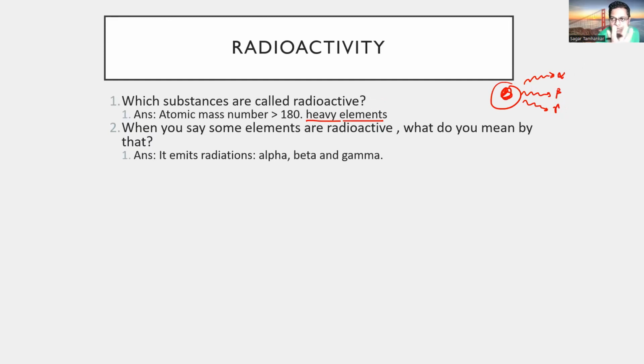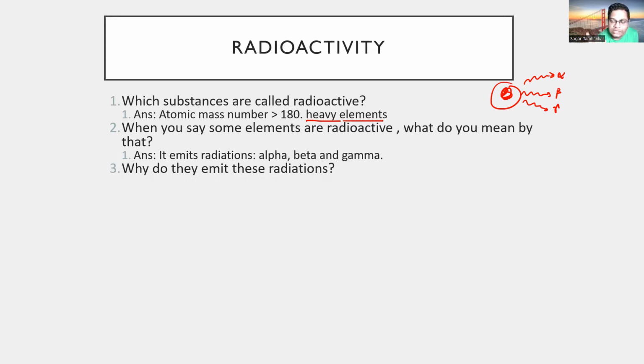So what have we discussed? The substances which are heavy elements are radioactive. Why are they called radioactive? Because they emit these radiations. We will be studying further what these radiations actually mean.